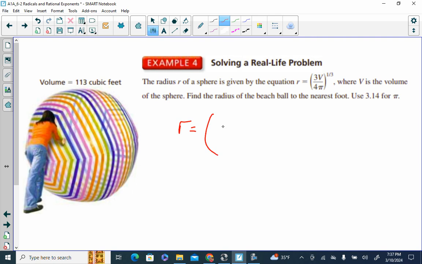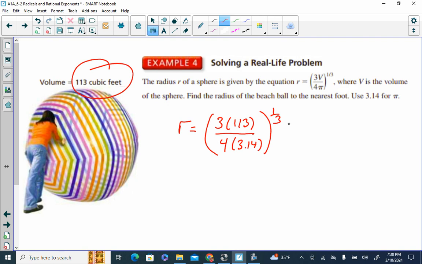So the radius is going to be equal to 3 times the volume. The volume you're given here is 113. So 3 times 113 over 4 times pi, and we're told to use 3.14 for pi. That's all raised to the 1/3 power.